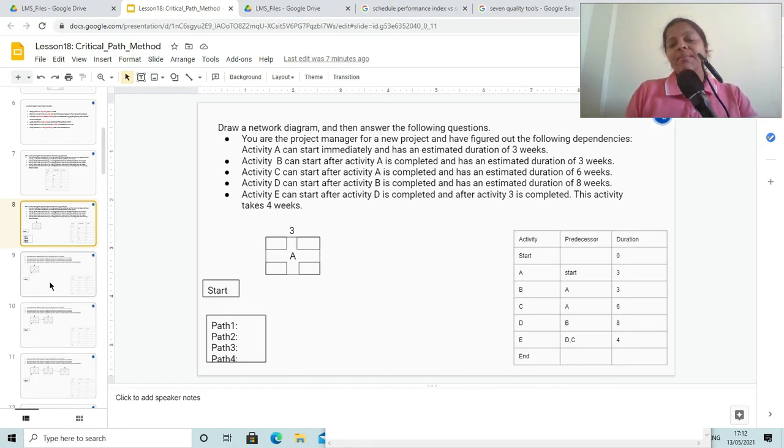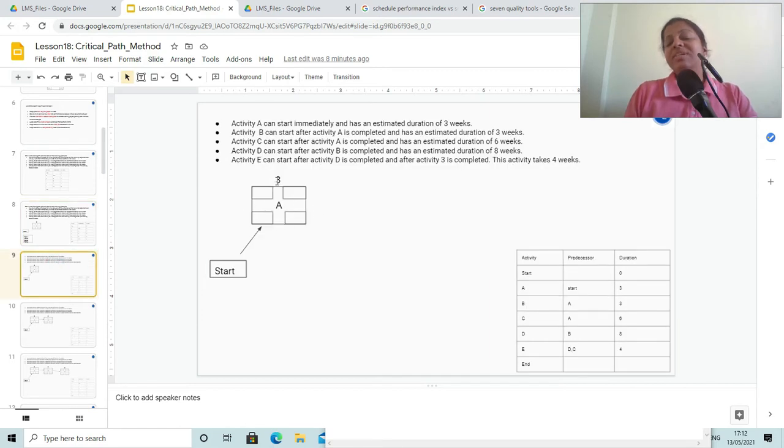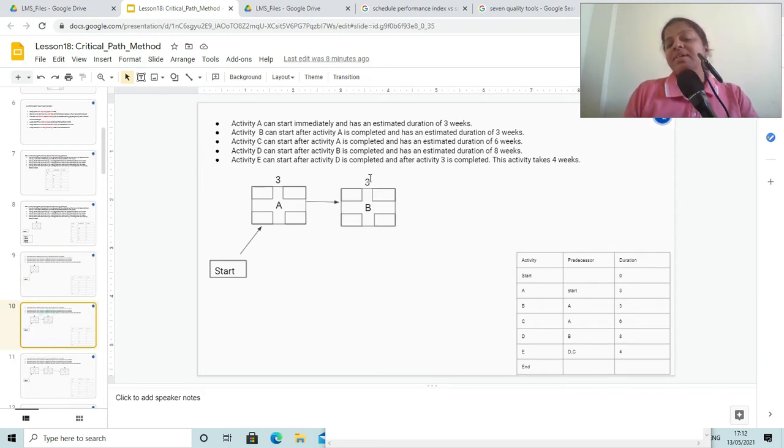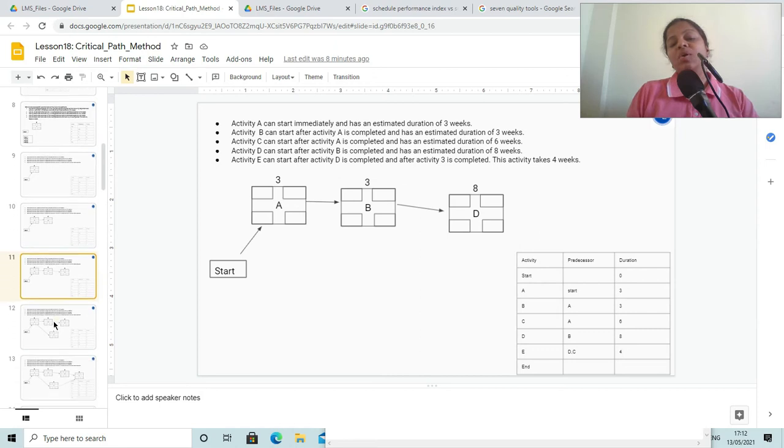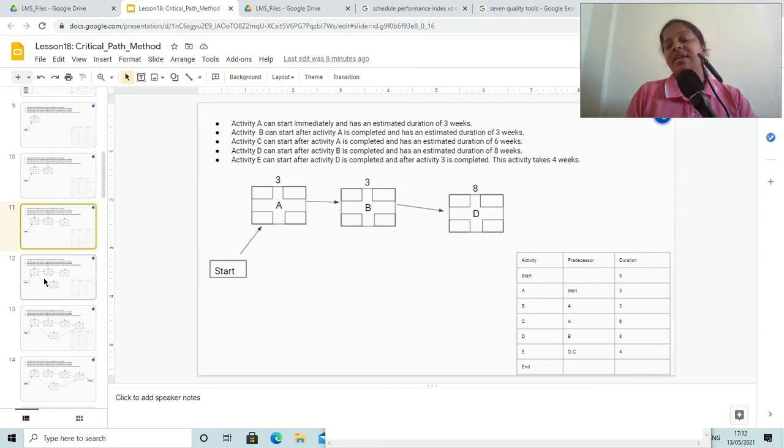So here in this example we can see that the first task is A and its duration is 3. And the next task is B, its duration is again 3. And the subsequent task is D, which is dependent on B, like only after completion of B you will be able to start with D. And duration of task D is 8. Here you can see the C task, which can be started only after completion of A, and it has no dependency on B and D, but it is dependent on A.